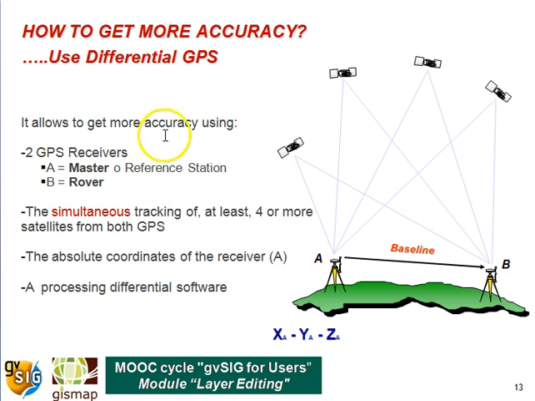So then I have the absolute coordinates of the receiver that has not moved, let's say it's in the same position, and a differential processing software supports me to calculate exactly the position of the rover as well.